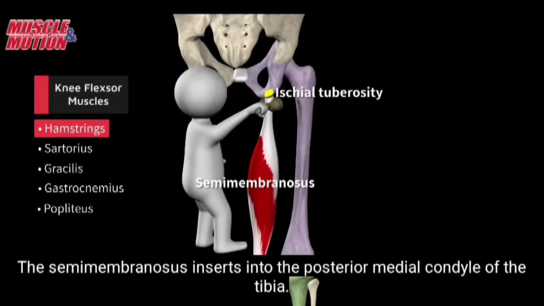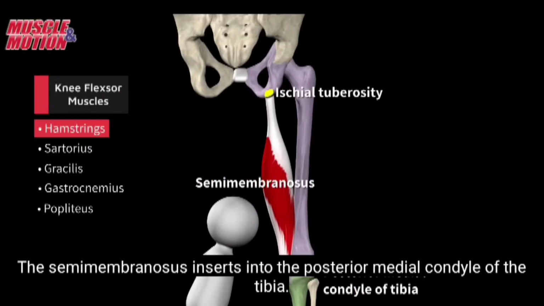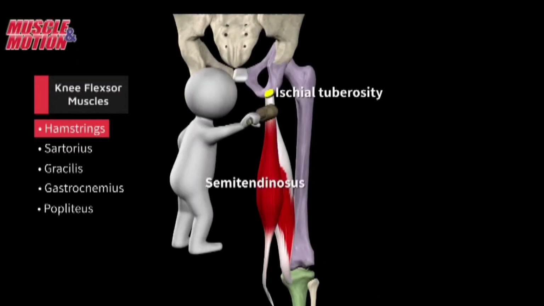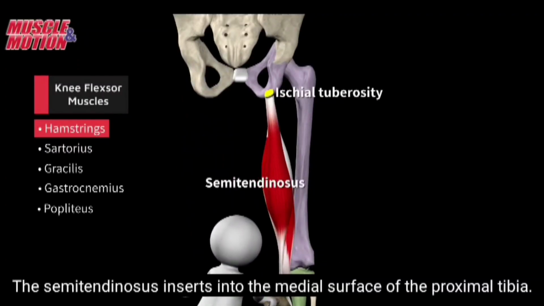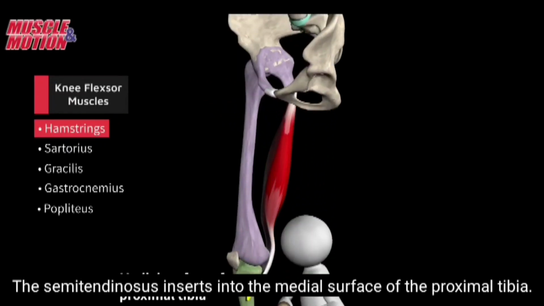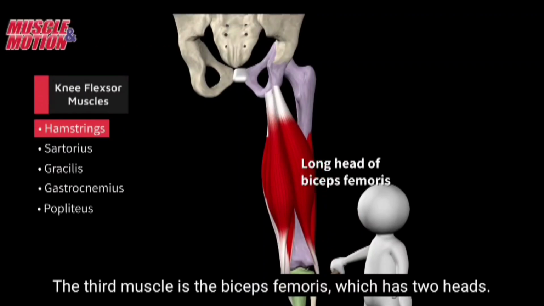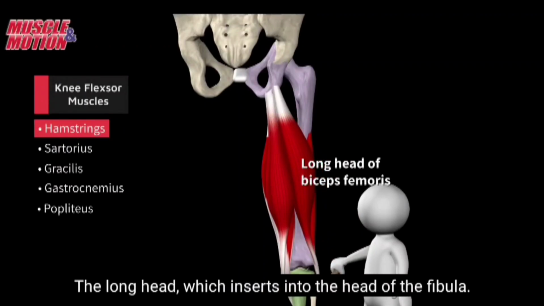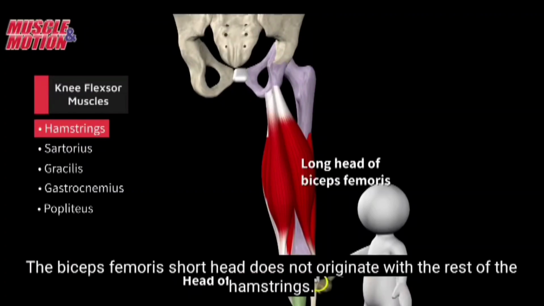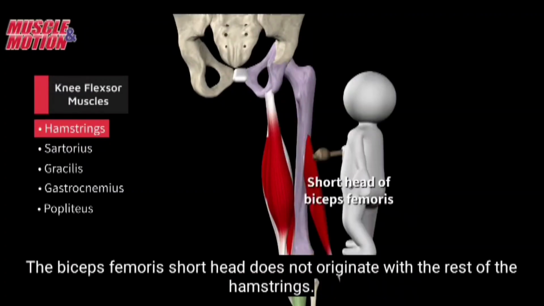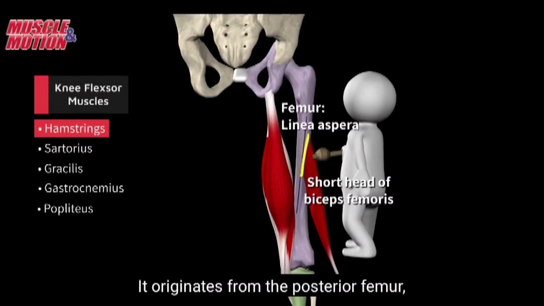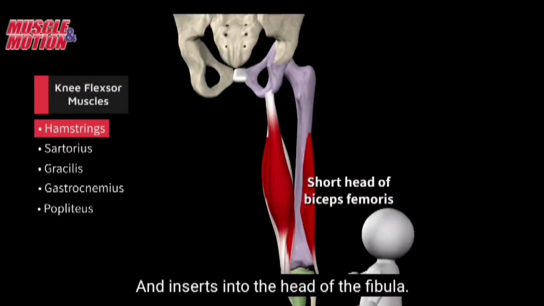The semimembranosus inserts into the posterior medial condyle of the tibia. The semitendinosus inserts into the medial surface of the proximal tibia. The 3rd muscle is the biceps femoris, which has 2 heads. The long head inserts into the head of the fibula. The biceps femoris short head does not originate with the rest of the hamstrings. It originates from the posterior femur and inserts into the head of the fibula.